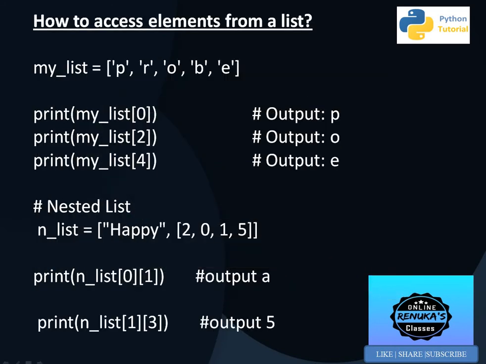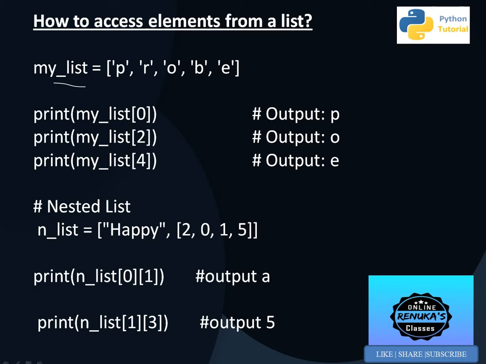Now how to access these elements from a list? As we discussed in string, it is very much similar to how we access the elements of a string. So this is a list example, my list, and it is having PROBE as strings in it.